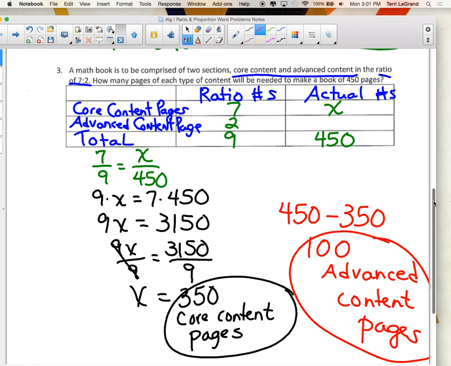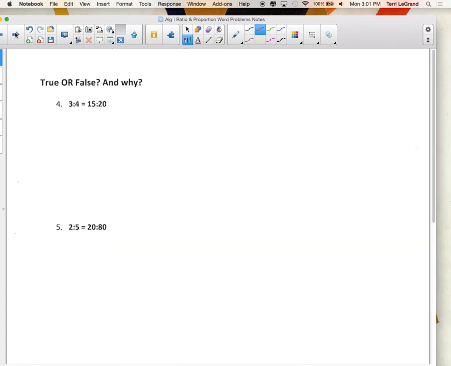Okay, let's go to the backside then, please. True or false questions is what we're going to do back here. True or false and why, in other words, support your true or false answer. 3 to 4 is the same as 15 to 20. True or false? What do you think? True. Okay, we're all going to say true.